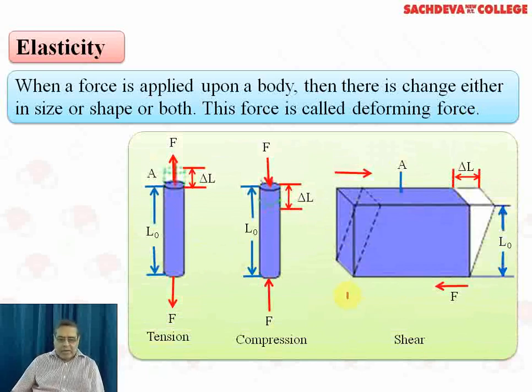Now in the given figure, we find there are three diagrams. On the extreme left, tension is indicated. An original wire is shown, and its original length is L0. When a downward force, that is, some weight, is suspended, we find that the wire is slightly stretched. The green dotted portion indicates that there is a slight displacement, and delta L is the change in length.